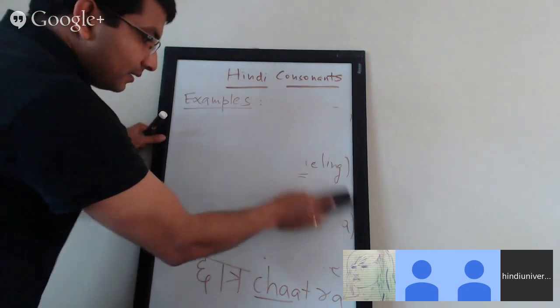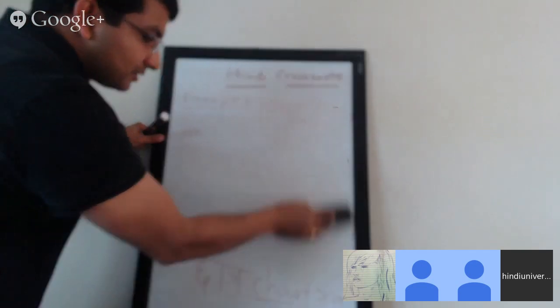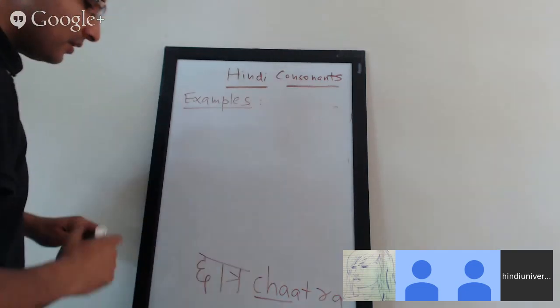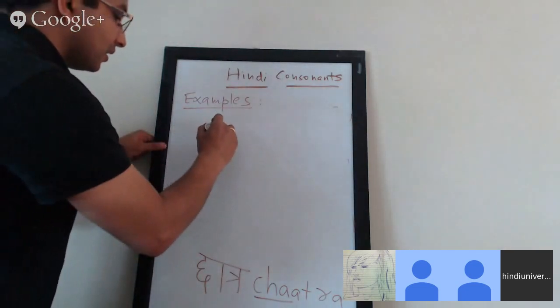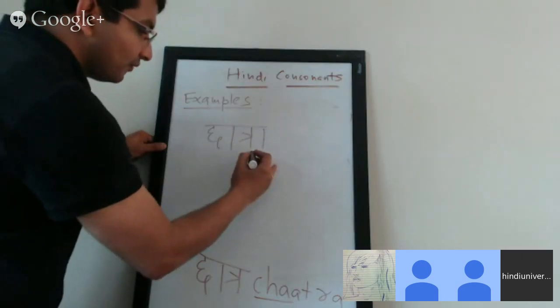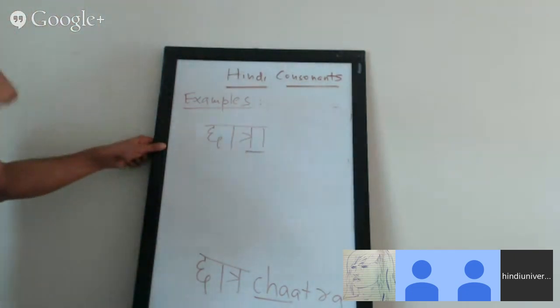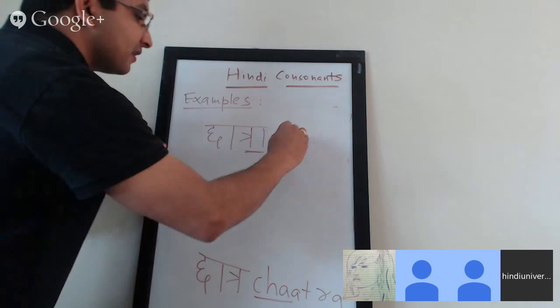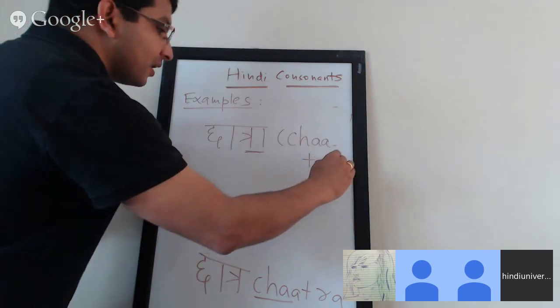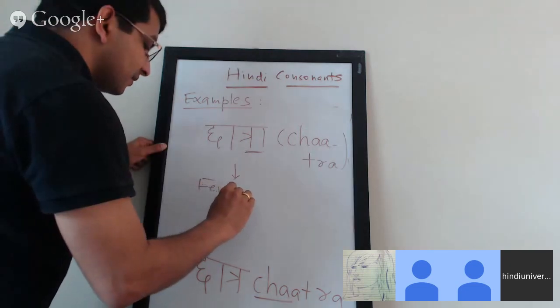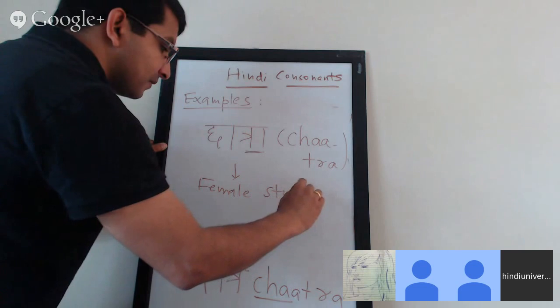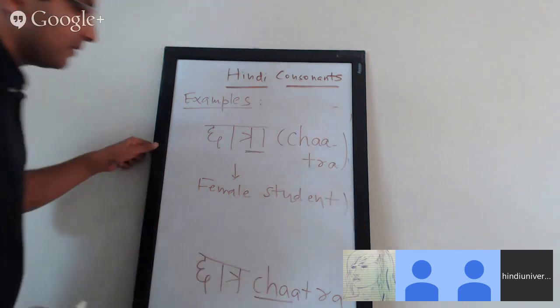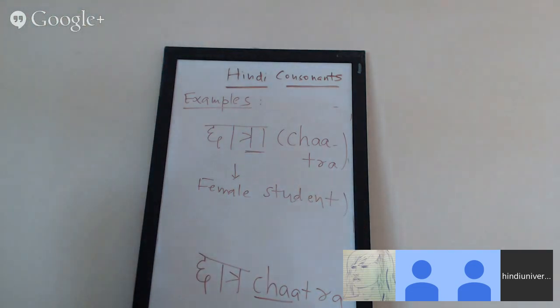Just to be very clear, chhatra refers to a male student, and the female would be chhatra. So it's cha and then tra. Don't worry if you don't follow this particular consonant; we'll be covering it in later classes. So here the sound would be cha and then tra. It would be a female student. So that's also a ch sound.